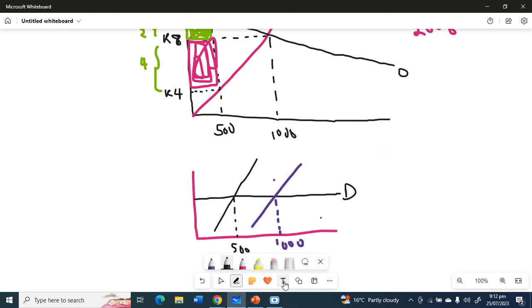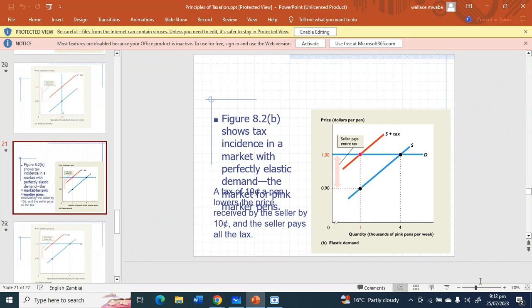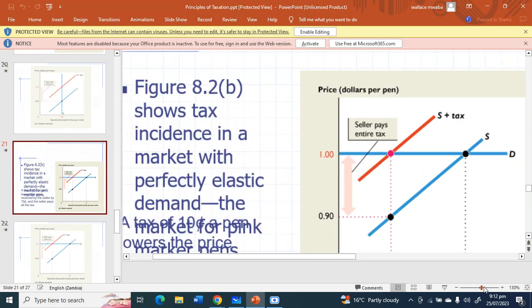Oh, I haven't drawn the graph properly. But you get the logic, colleagues. Here is the tax incidence, right? It's for this rectangle here. The burden is going to fall completely on the seller. The consumer won't be affected.